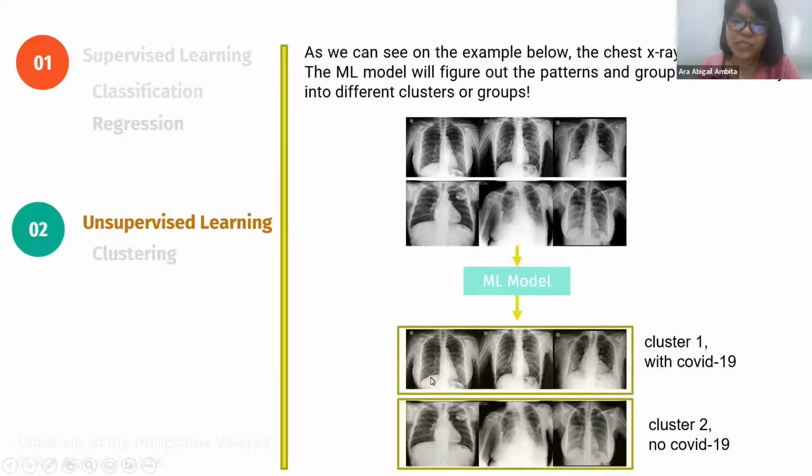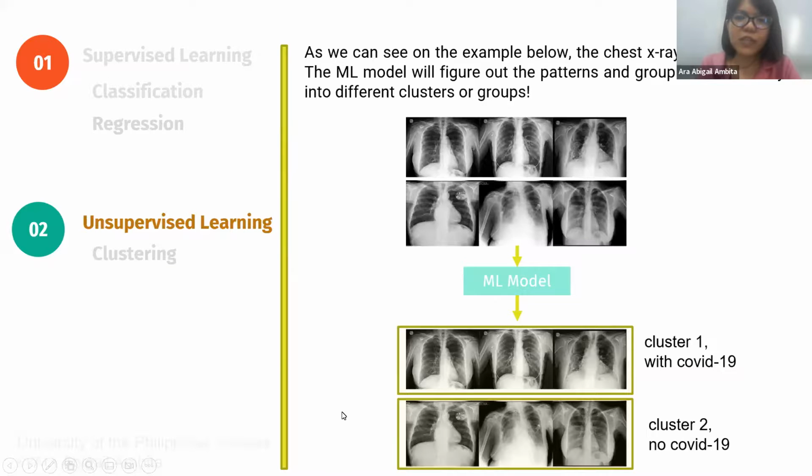For instance, the machine learning model has figured out that this cluster 1 are images with COVID-19 and they have relatively similar features. It might not be obvious for us, but it might have been discovered by your machine learning model. And similarly, your machine learning model has grouped these images as having no COVID-19 because they have relatively similar features.